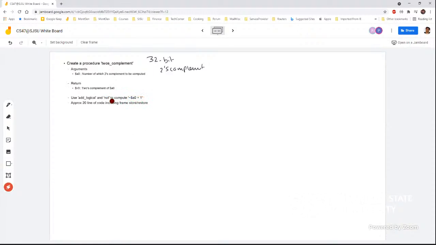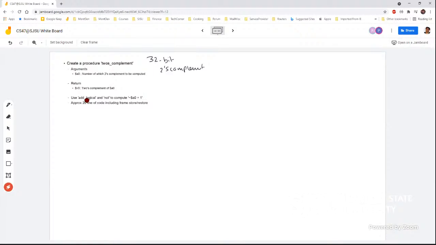And since it is a procedure, with all the storing and restoring included, it's probably approximately 20 lines of code. You can do it in fewer lines or more lines, it doesn't matter. This is kind of a ballpark of how many lines of code you need to write. So far, so good? Troy?